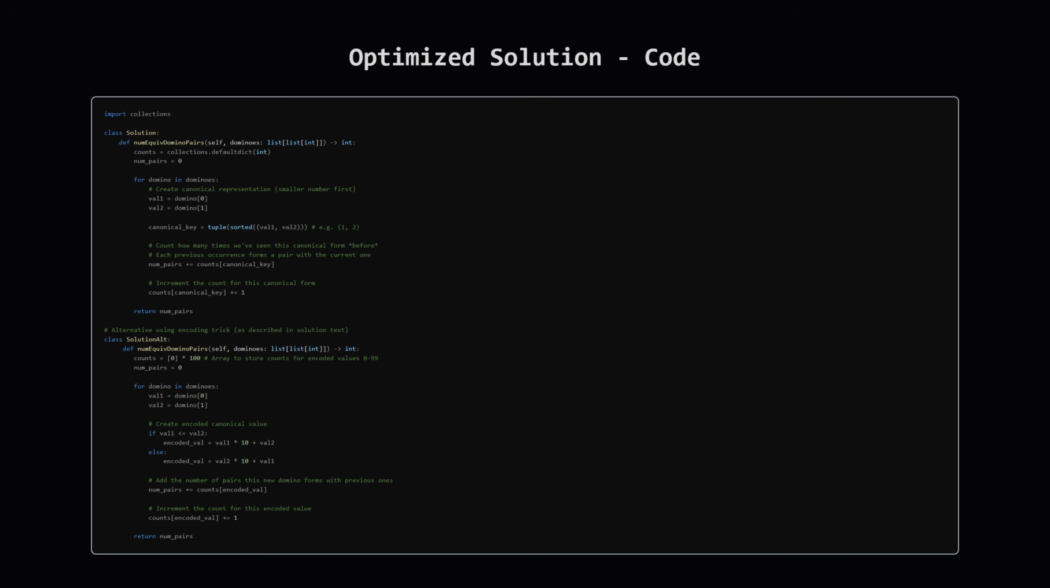It's quite elegant. So how efficient is this approach? We only need to go through the list of dominoes once. Inside the loop, calculating the canonical form and updating the count takes constant time. So the total time depends directly on the number of dominoes. We call this big O of n, or order n time. That's much better than the n squared we thought about initially.